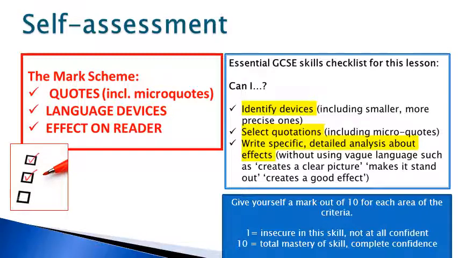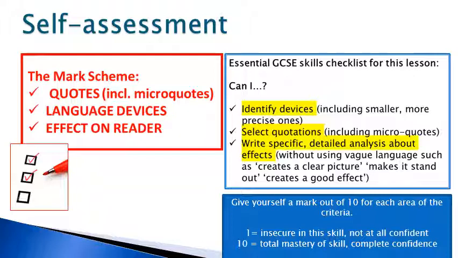But again, if you look at the things that are in brackets in the can I criteria, those are the things that are going to help you get up into the higher bands. So can you use smaller, more precise devices? Have I got 2 devices per paragraph? Can I select not just big quotations of about 5 or 6 words, but shorter micro quotations, single words, and really focus in on what those words mean? Can I have specific detailed analysis of effect on the reader without saying things that are quite vague and general, like this creates a clear picture, this makes it stand out, etc.